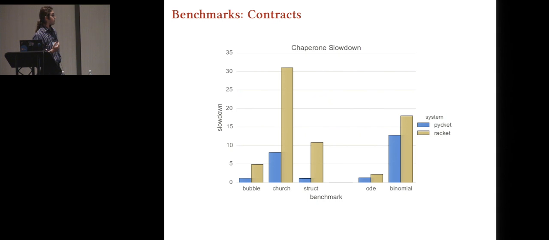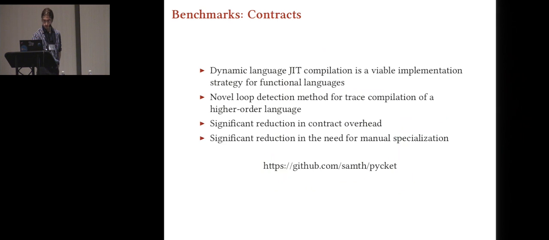And we see across the board, Racket takes a pretty significant hit on all of them except for the ODE benchmark, whereas Pycket for 3, Bubble, Struct, and ODE have slowdown factors pretty close to 1, and the Struct benchmark is, in fact, as fast as it was without contracts. So at least in many cases, we can significantly reduce and sometimes eliminate the overhead of contracts as well.